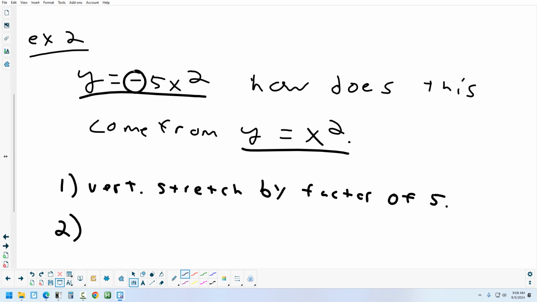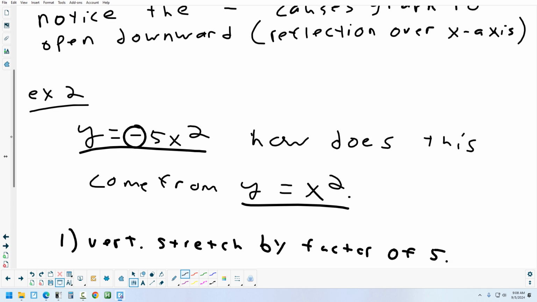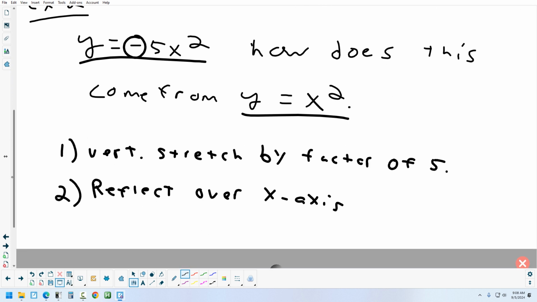Now, how about that negative in front? What's that doing? Yep. Vertical reflection over the x-axis. Yeah, so we could say that that's reflecting over the x-axis. So that's a vertical reflection. And that's what I'm looking for when it says, how does this graph compare to that graph? Exactly like that. Questions on that?